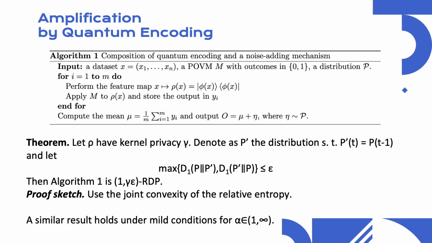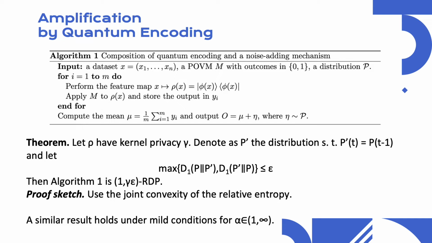Let's consider the following simple algorithm. We start with a classical dataset X, we encode it in a quantum state ρ, we apply a binary measurement M, and we store the output in a bit Y. Then we add some noise to Y, which is usually sampled from a Gaussian or Laplace distribution.